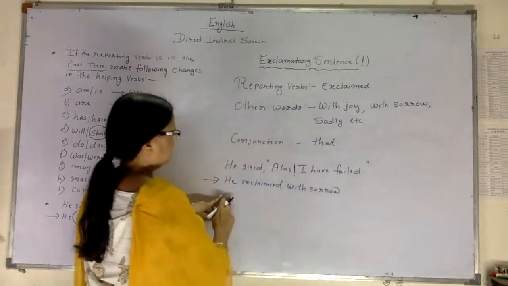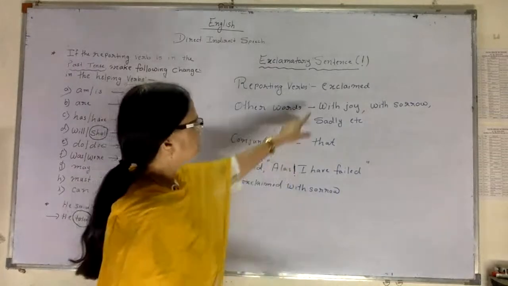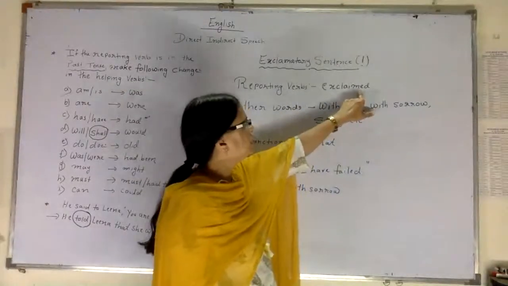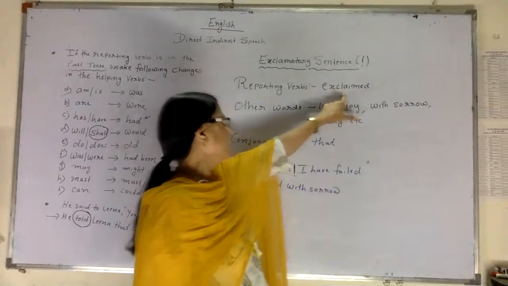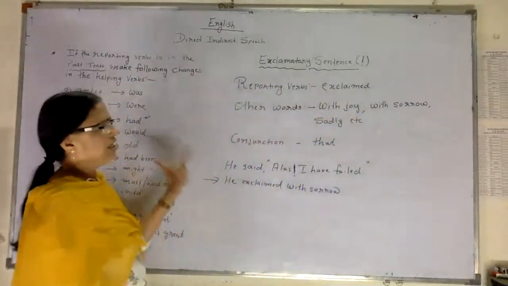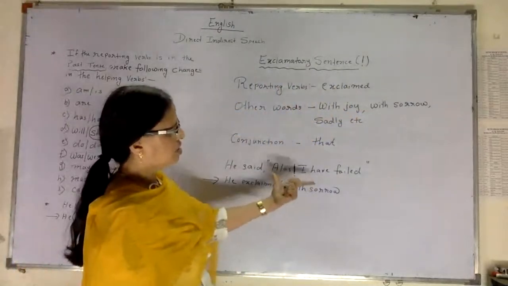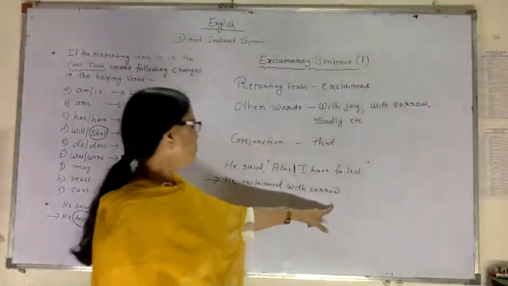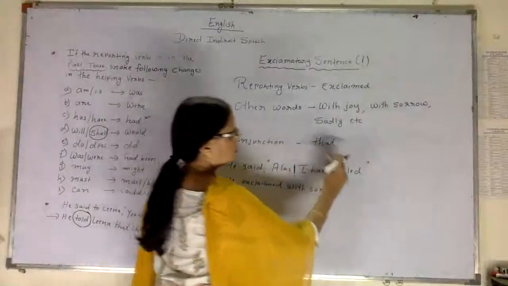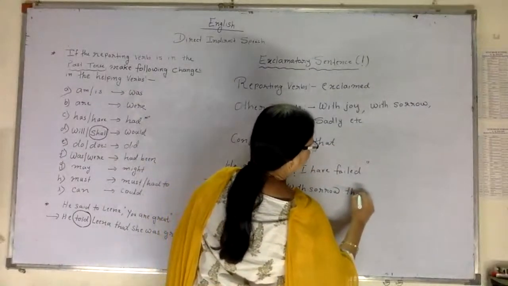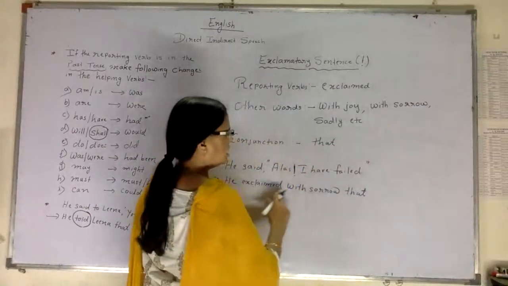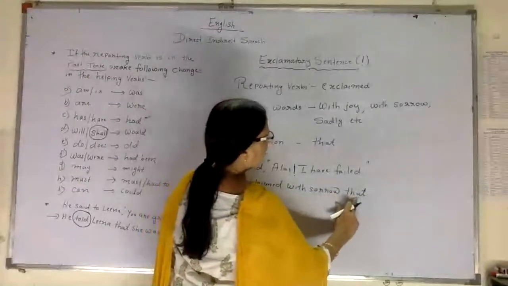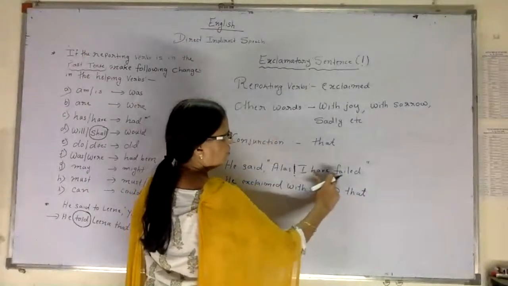See, you have written "he exclaimed" because it is an exclamatory sentence. You have used the exclamatory reporting verb "exclaim." You know the feelings, the emotion, that is, these words are said with sorrow. Therefore, you have used "with sorrow." And now which conjunction will you use? The conjunction "that." He exclaimed with sorrow that. How will it go on? "I have failed."